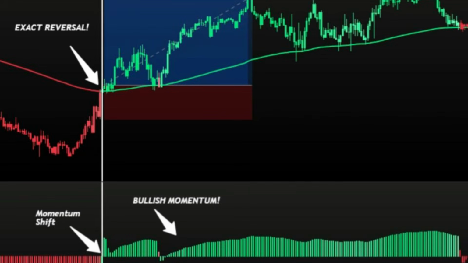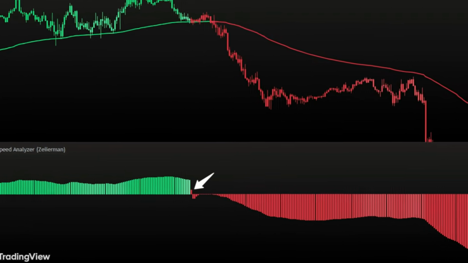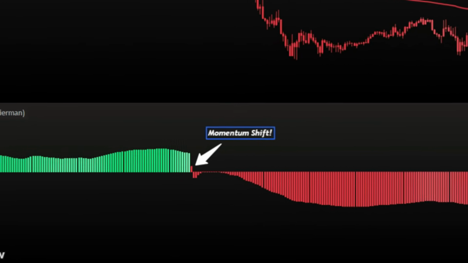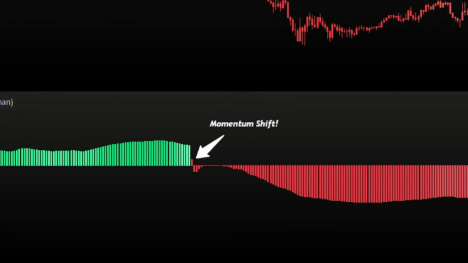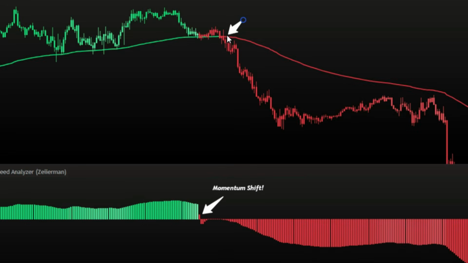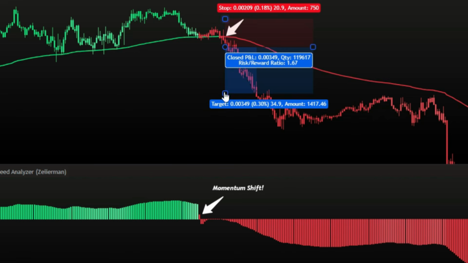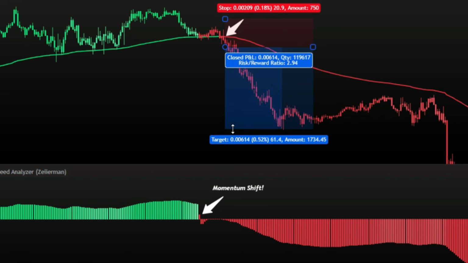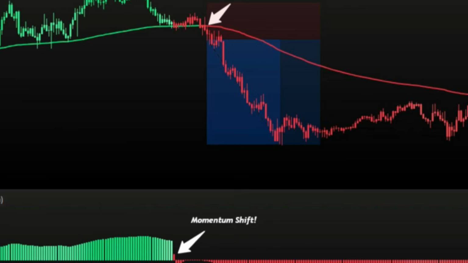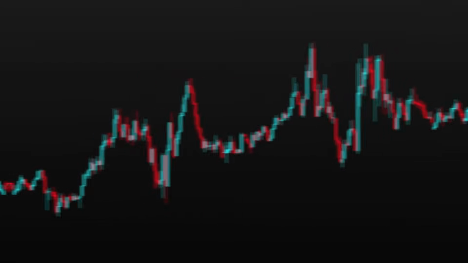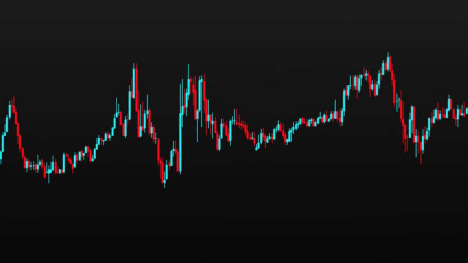Let's quickly check out one more example. In this chart, we can clearly see a momentum shift happening. The green histograms suddenly turn red, signaling that the bullish trend is losing steam and a fresh bearish trend is just about to begin. That was the most basic way to trade using this indicator. Now let's dig a little deeper into how it actually behaves.